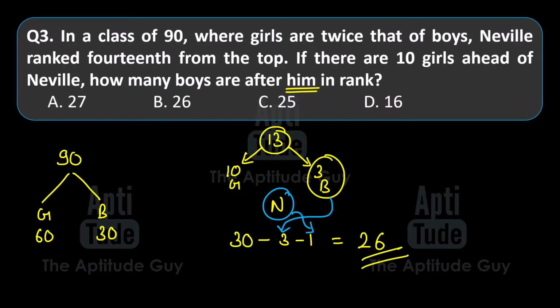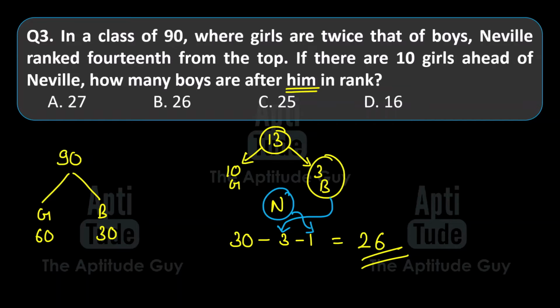What if they had asked how many girls are after Neville in rank? Then what would be the answer? Pause the video and think. The answer is 50, of course, because totally there are 60 girls, 10 girls are ahead of him, so the remaining 50 obviously will be behind him in rank. So answer would be 50 that time.